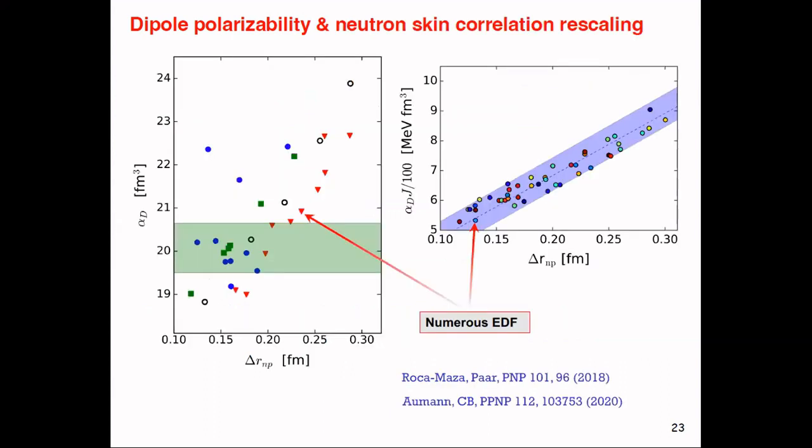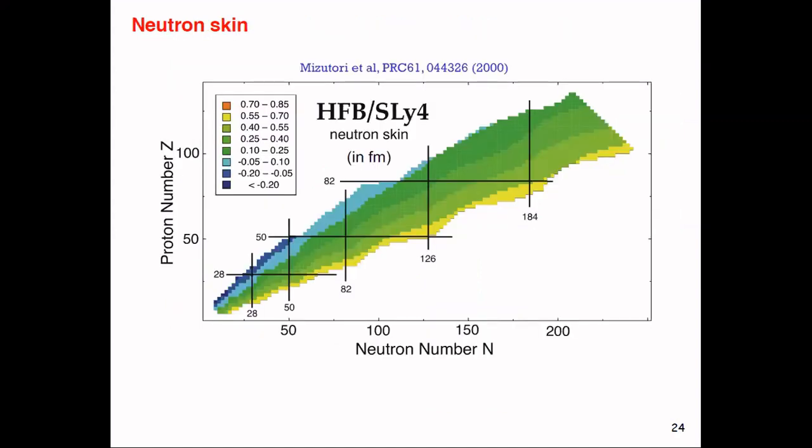And there are also some interesting things. If you try to correlate the dipole polarizability directly with the skin, you see a scatter that you can pack together in a linear correlation when you multiply by the volume term of the symmetry energy. This is something that Roca-Maza has done, and we have redone this by looking at more energy functionals, and really this correlation exists, but it has to be plotted another way.